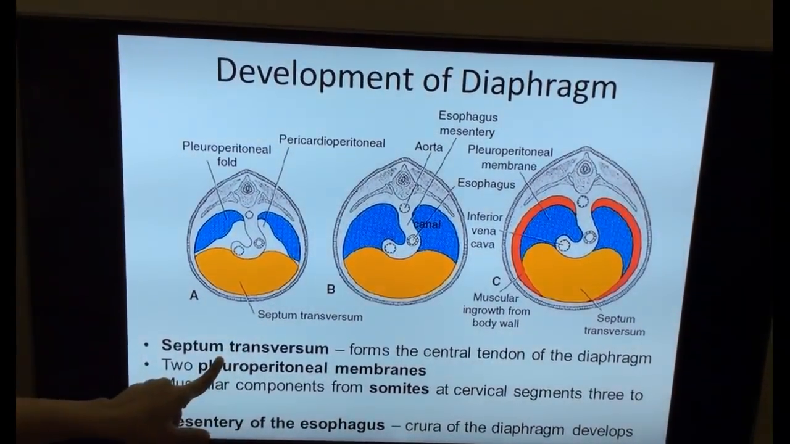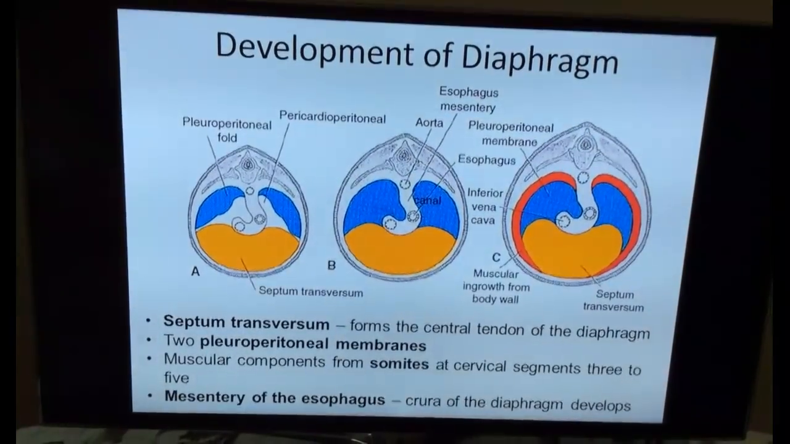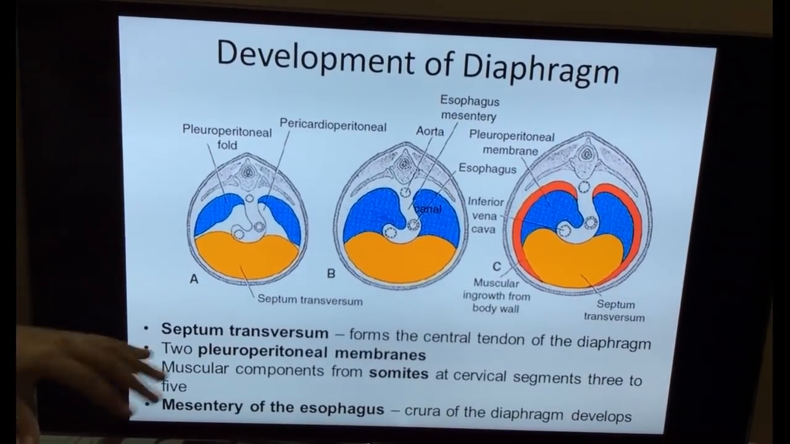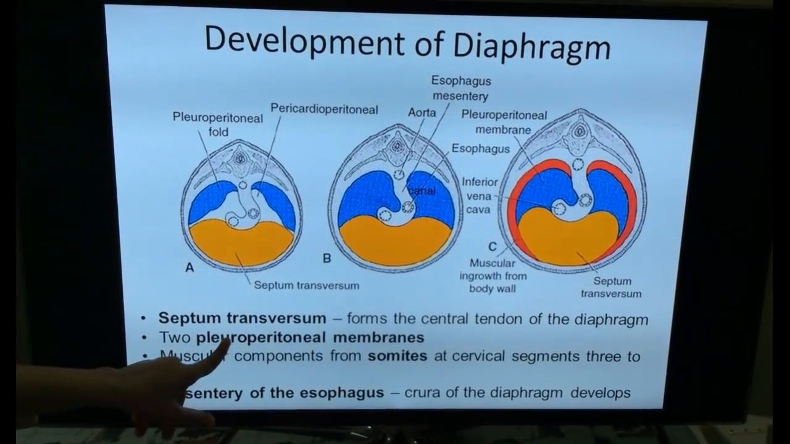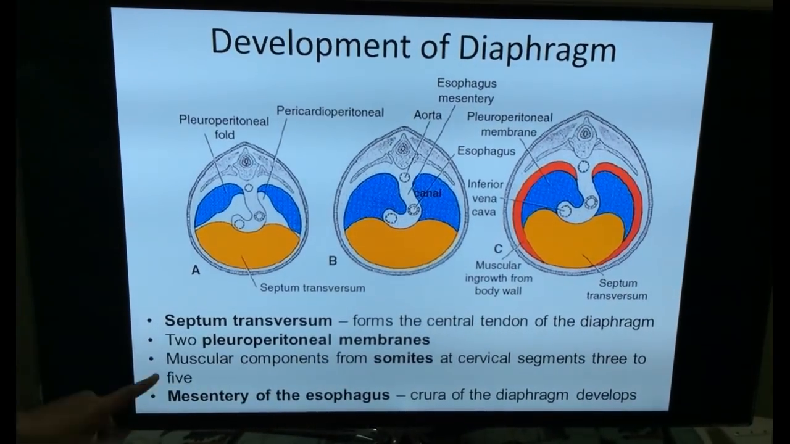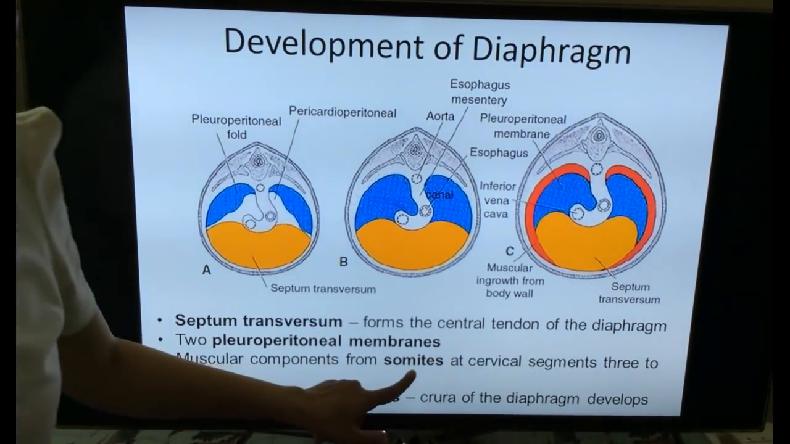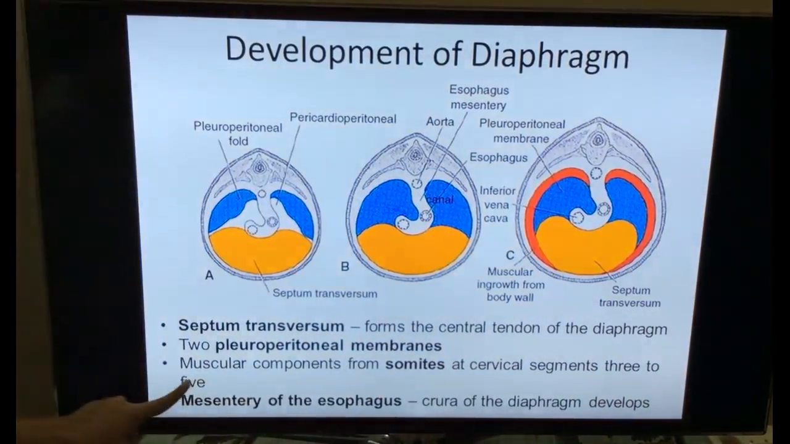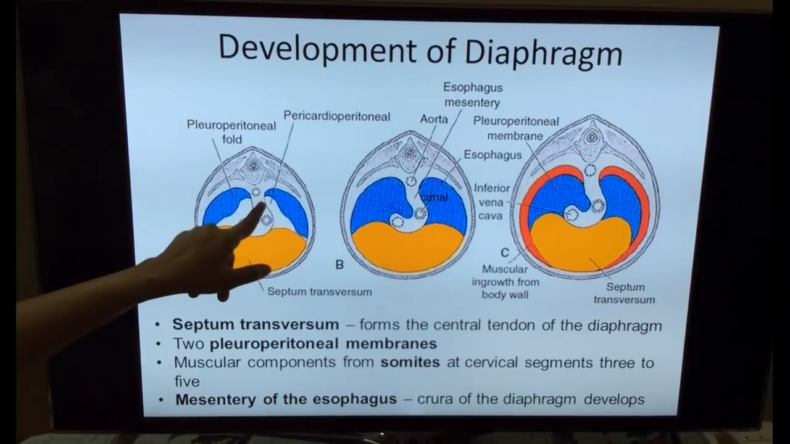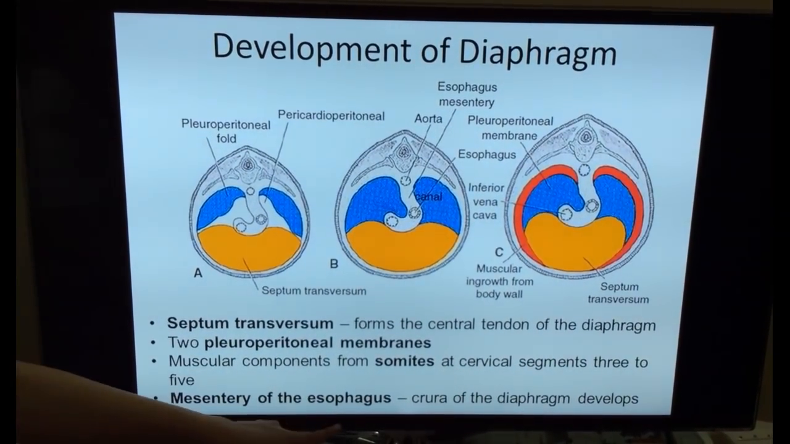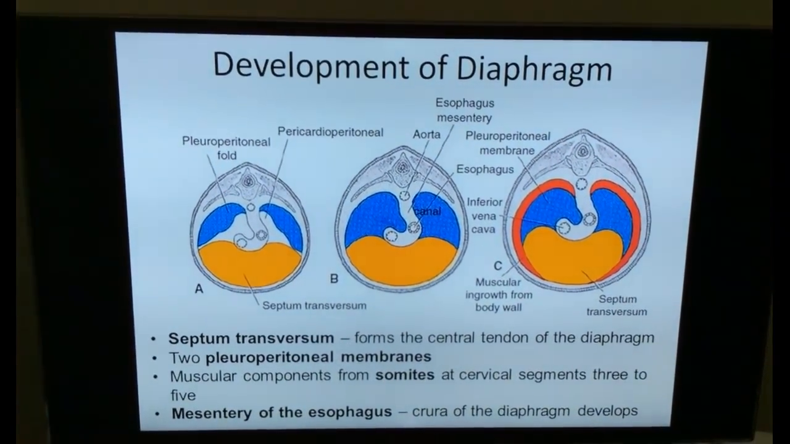The central tendon develops from the septum transversum. It is nothing but the mesenchymal plate appearing between the thoracic cavity and the abdominal cavity during folding. The membranous part is from the two folds, the pleuroperitoneal membranes. The muscular part is a small rim around, the component derived from the somites at the cervical segments C3 to C5. And the two crura, crura being plural, are from the mesentery which is holding the esophagus dorsally. So this is the development of the diaphragm.